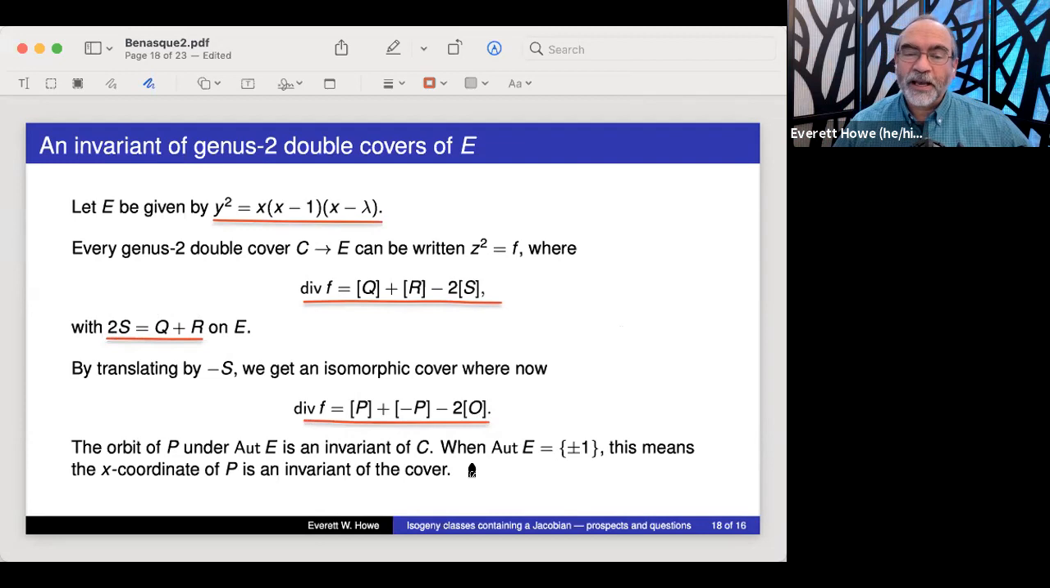The interesting thing is that the orbit of this point P under the automorphism group of E is an invariant of the cover. So when the automorphism group is plus or minus 1, what that means is that the x coordinate of this point P is an invariant of the cover.